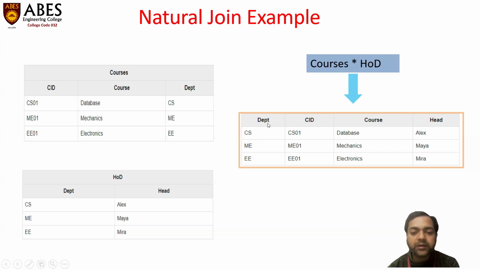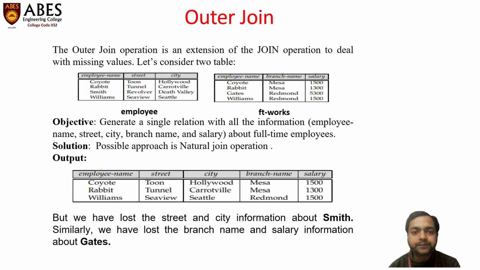So you can see here department is the common attribute in both the relations. So department will be considered only once, unlike your equijoin, right? And then CID, then course, and then head. The scenario and the processing of this particular operator, natural join, will be the same as we have discussed in equijoin. The difference is basically that the second or superfluous attribute will be eliminated in case of natural join.